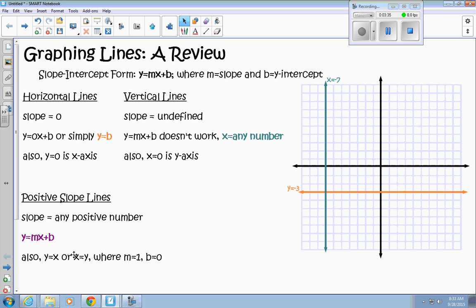The y-intercept is 0 because we're not adding or subtracting any number to that. So if you take a look, it's a line where the y-intercept is 0, and we rise 1, run 1, rise 1, run 1, rise 1, run 1.